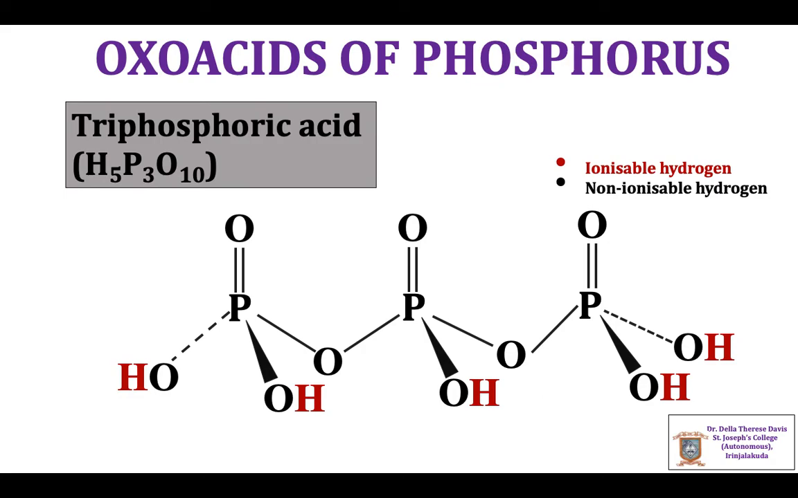Next is triphosphoric acid, which has the formula H5P3O10. The molecule has five ionizable hydrogens, thus the basicity is 5, and the oxidation state of phosphorus is also +5.